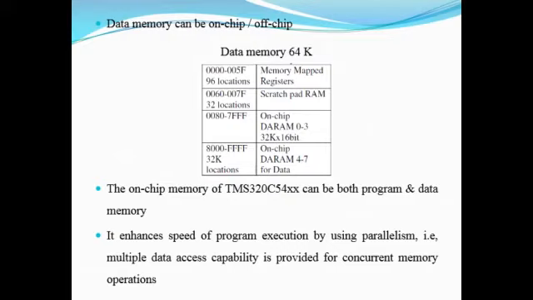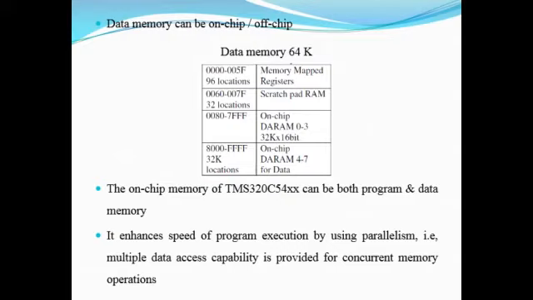Then 0080 to 7FFF. So these many locations are used for on-chip RAM. Similarly, for the LSBs 0 to 3, and 32 kilowords of 16 bits each. Similarly, the next, that is 8000 to FFFF, which is having 32K locations, is on-chip DRAM from 4 to 7 for data.